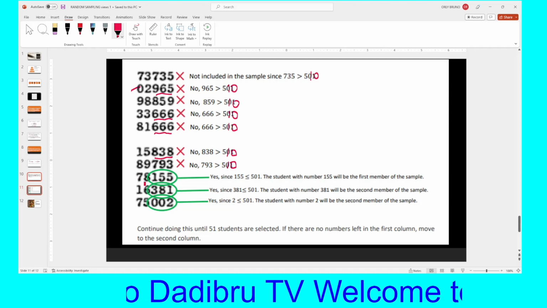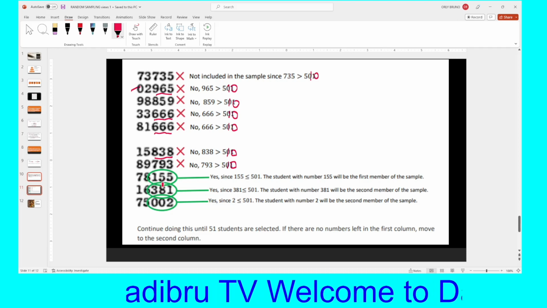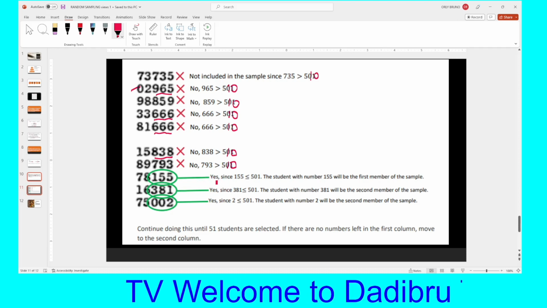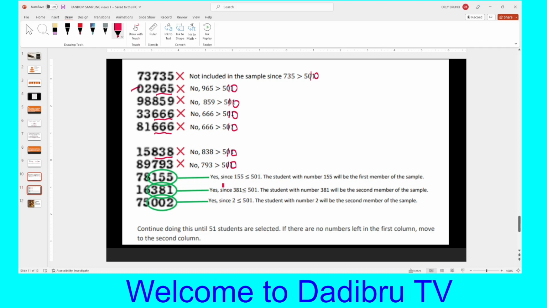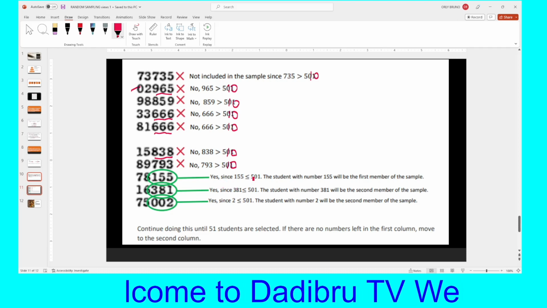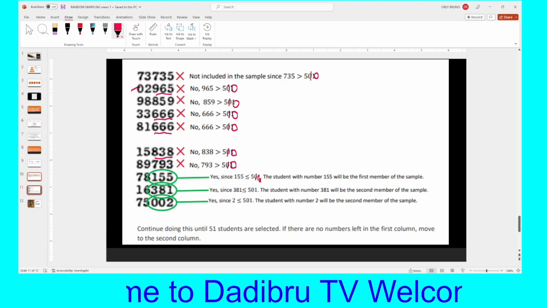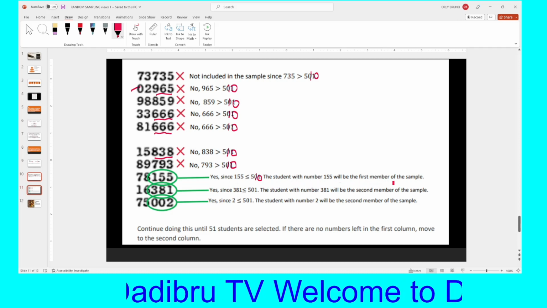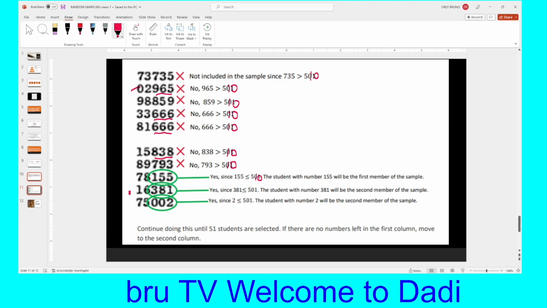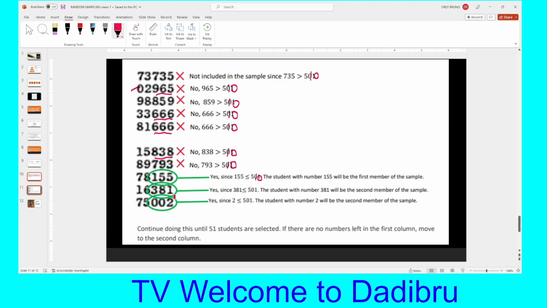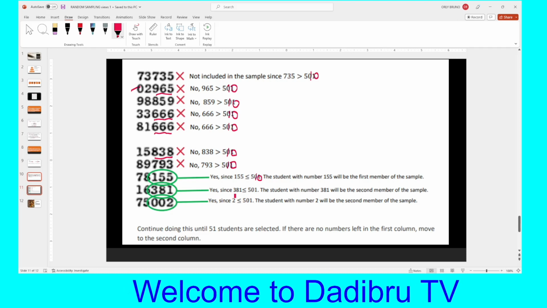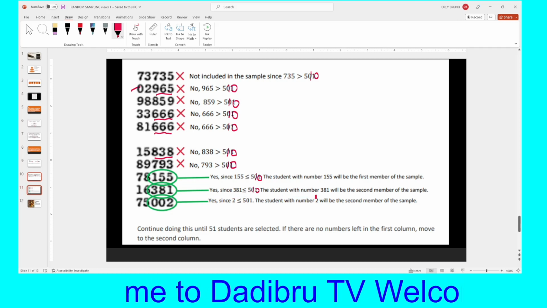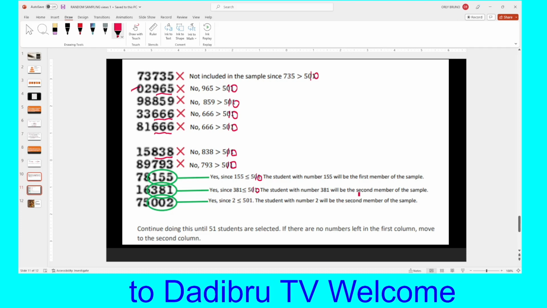Eighth random number whose last 3 digits is 155. 155 is included as our sample. This is now our first sample because 155 is less than or equal to 510. So the student with number 155 will be our first member of the sample. On the ninth random number, the last 3 digits is 381. Yes, since 381 is less than or equal to 510, the student with the number 381 will be the second member of the sample.